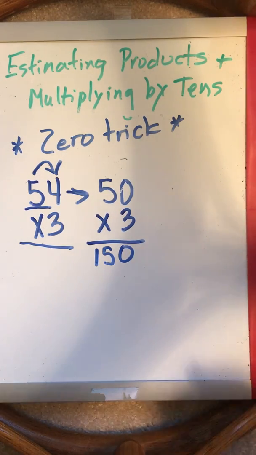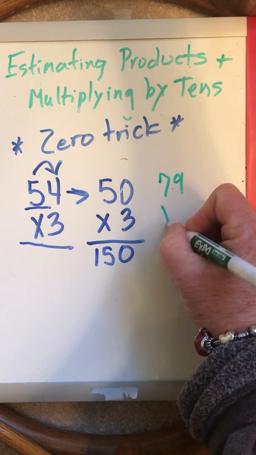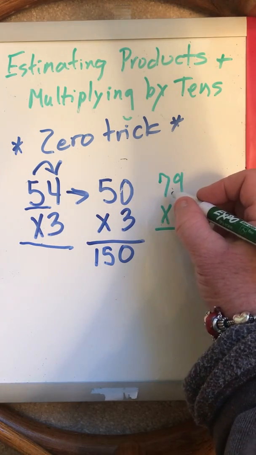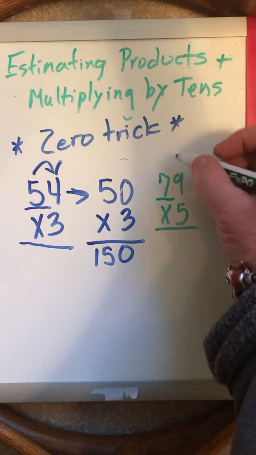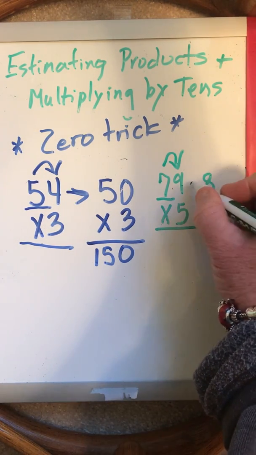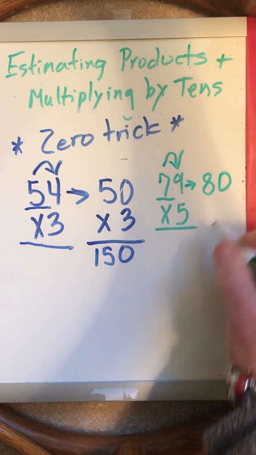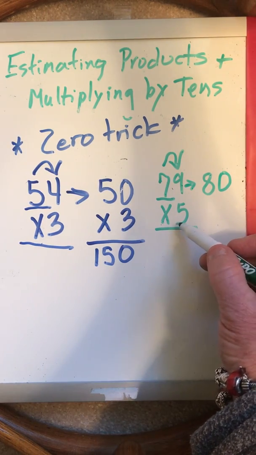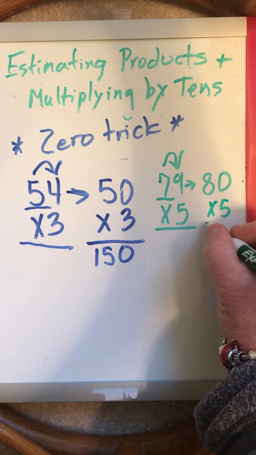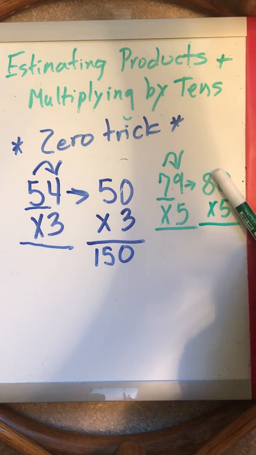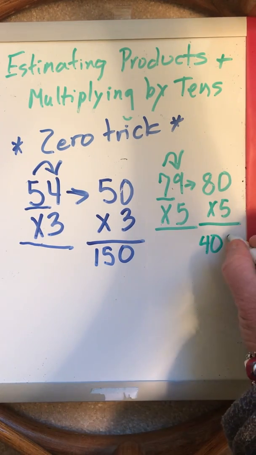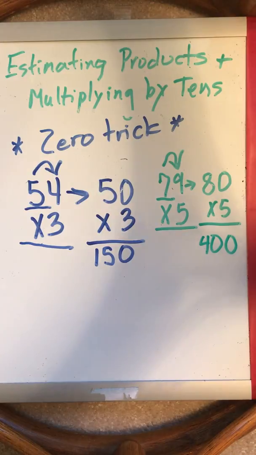Okay, another example would be 79 times 5. We're estimating. We're going to take our larger number and round it. Our 9 tells the 7 to go up, so it's going to change to an 8, and everything else changes to a 0. This second number, the small number, when it's only one digit like that, we do not round it. We just keep it the same. So we're going to times that by 5. We do our zero trick, so we cover up our 0. 8 times 5 is 40. And then add that 0 on. So it's 400.